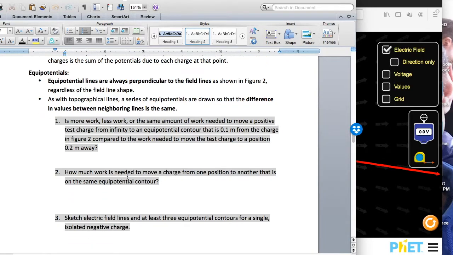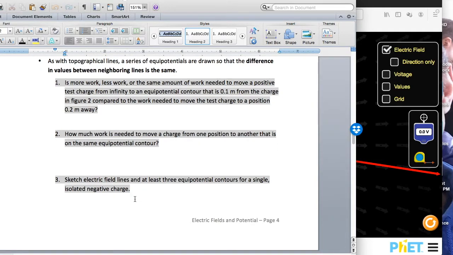How much work is needed to move a charge from one position to another position that is at the same equipotential? This lab uses equipotential contours. I don't use that terminology. I just call them equipotential lines. It means the exact same thing. Well, if it's at an equipotential, it's at the same potential. Equa meaning equal, potential meaning potential. If it's at an equipotential line, the energy hasn't changed, and therefore no work is done. No change in energy, no work.